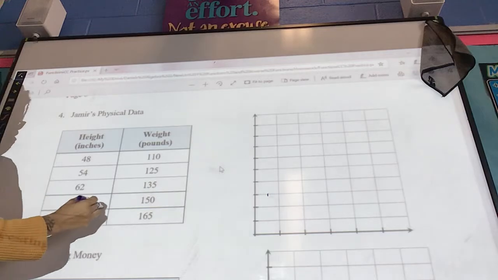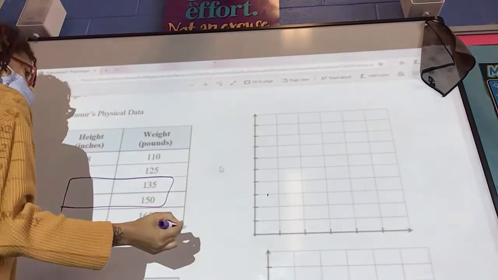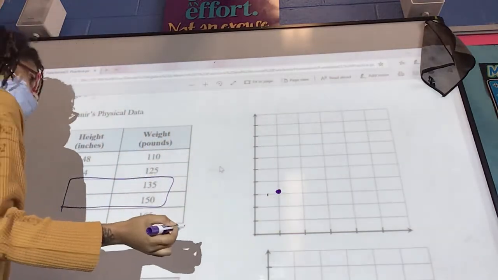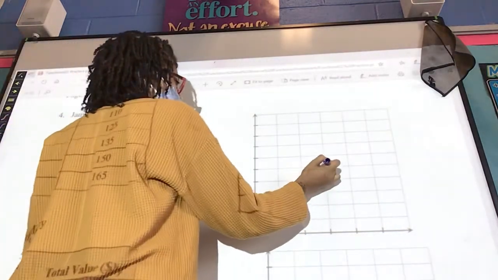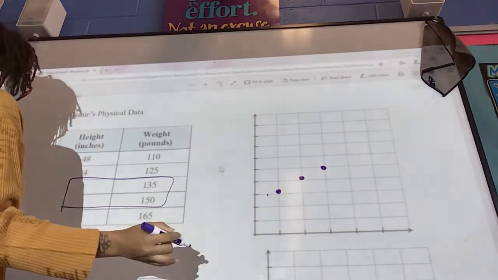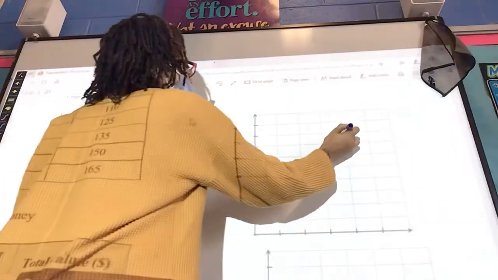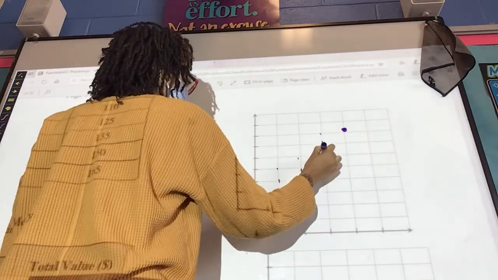So we are going to point out, right, this is our concern. Let's see how that matches up. So 48 and 110, let's say it's somewhere over here. 54, 125. 62, 135. 62, 150. And 69 and 160.